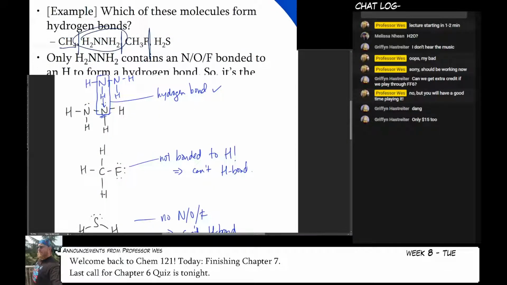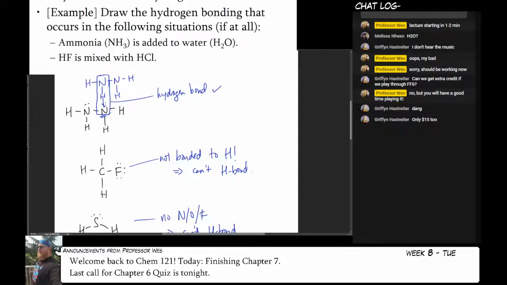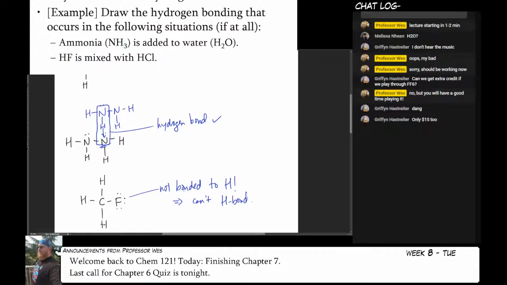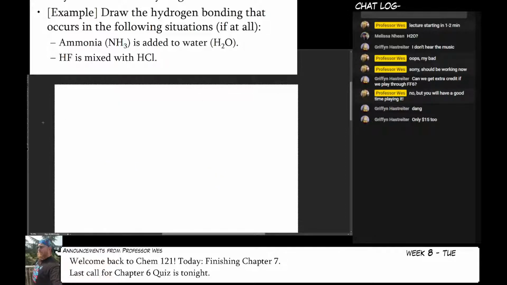That didn't capture properly. Let's fix that. And so what we need to do is draw both molecules and see if the opportunity for hydrogen bonding arises. So first we'll draw ammonia, and then we'll draw water. Is there a way that we can fulfill both criteria?